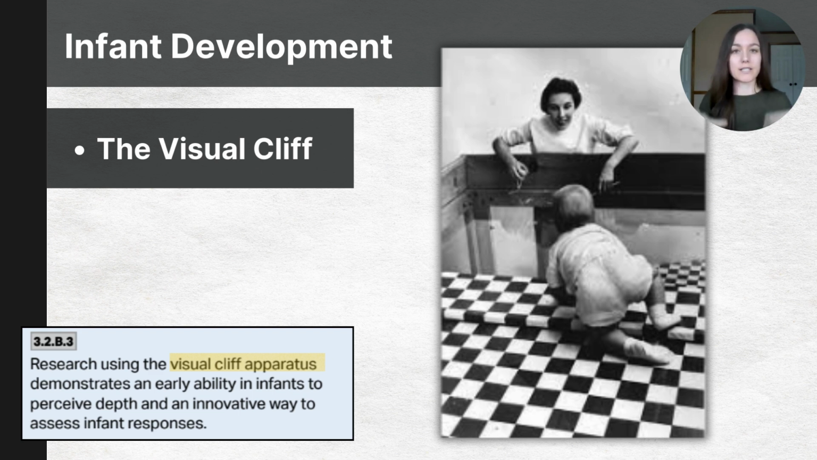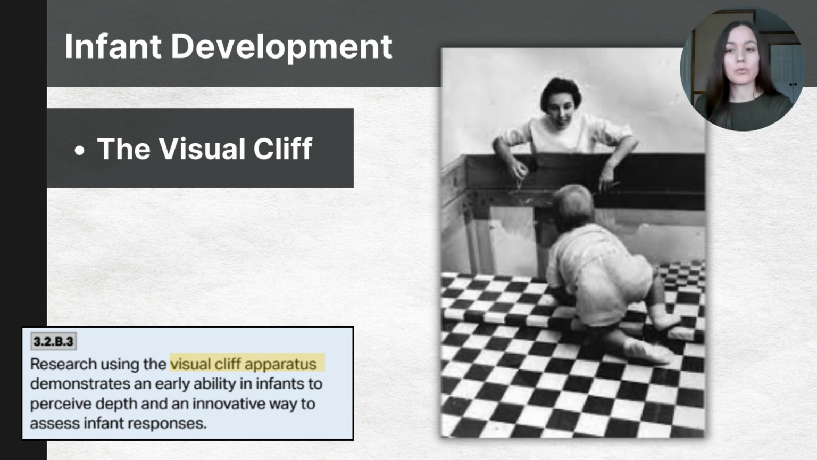So when an infant sat on the glass, it would appear, if they crawled close to the edge of that checkerboard surface, that there was a drop off, when in fact the glass stretched all the way across. The goal was to see if the infant would continue to crawl across the glass when there was an illusion of a cliff below them. So this allowed the researchers to observe how and when infants were able to perceive depth.